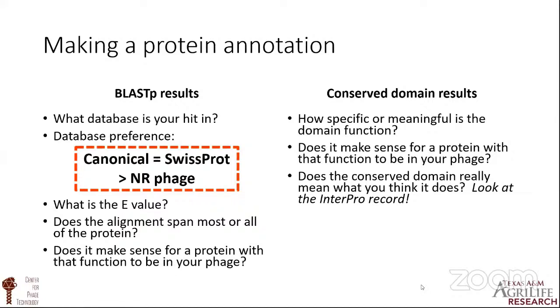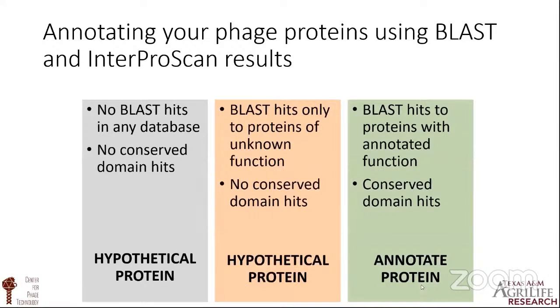When evaluating conserved domain results, you should think about how specific or meaningful that domain function is. And again, does it make sense for your protein to have that function in your phage? It's also important to make sure that the conserved domain really means what you think it does. You should really go to the InterPro record for that domain before assigning a function to your protein based simply on the domain name.